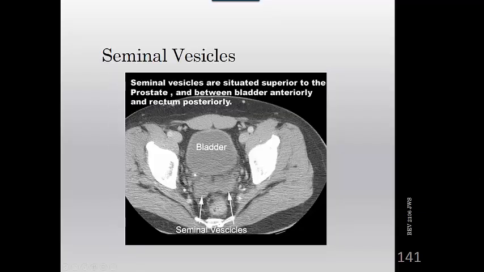The seminal vesicles are situated superior to the prostate and between the bladder anteriorly and the rectum posteriorly. So they have this butterfly appearance here. They kind of straddle the rectum, and they're right below the bladder. The seminal vesicles are glands that are responsible for secreting the components of the semen.